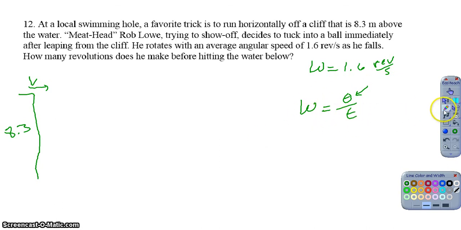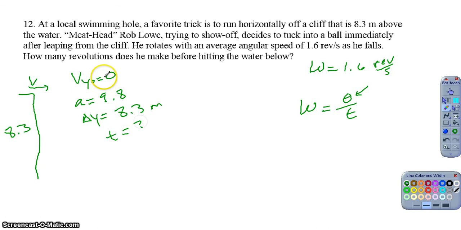I can take a step back and just go to good old kinematics that we know from way back in the second and third chapter of the year, right? We know that if he runs off the cliff, his initial vertical velocity is just 0. The acceleration as he falls down towards the water is our 9.8, our acceleration due to gravity. And we know that the height, so it's delta y, delta x, however you want to think about that, is 8.3 meters. Okay, so really, I've got those three kinematics measurements. I can use those to find the time that it's going to take him to hit the water below, and then just plug that time in over here.